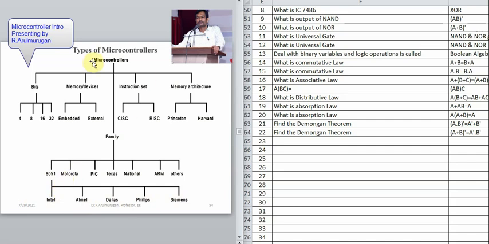And then what is there inside the microcontroller? It's bits. It is going to store the data in a binary method. It's bits: 4 bit, 8 bit, 16 bit, 32 bits. The memory devices are embedded, and you can also add external memory. It has the instruction set also, RISC, CISC. So the microcontroller is classified by instruction set and memory architecture.